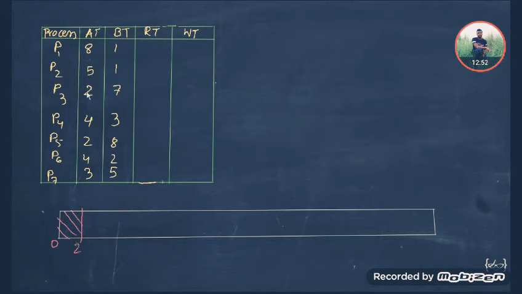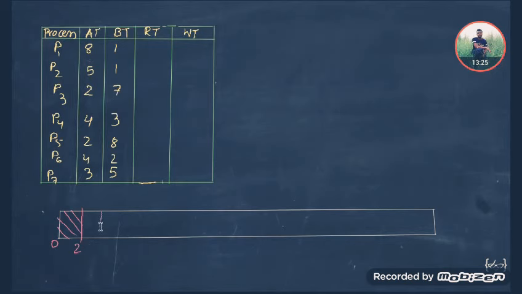As you can see, at 2 seconds, 2 processes arrive at the same time, P3 and P5. We select P3 because its burst time is lesser than P5. So when you have 2 processes that have the same arrival time, you take the burst time into account, and when they have the same burst time, then you take the arrival time into account. Since it's shortest job first, we take the shortest burst time first, so P3.